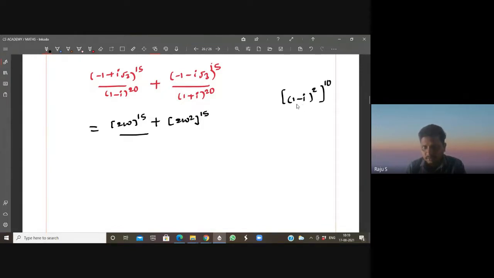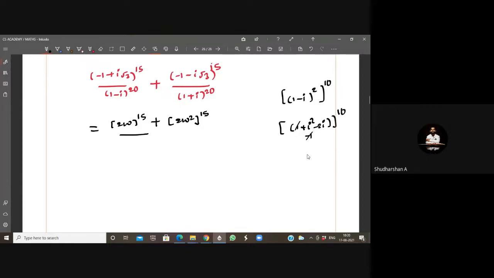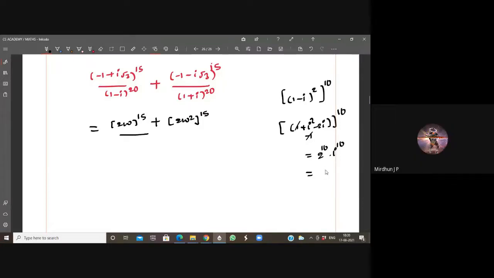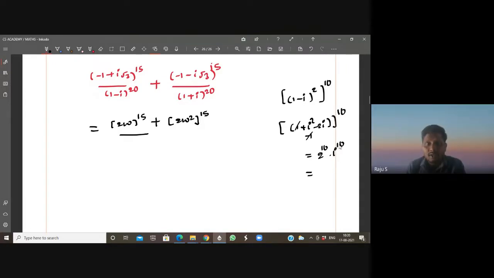So what is the value of 1 minus iota whole square? 1 plus iota square minus 2i, whole power 10. See here, iota square is minus 1. Minus 1 plus 1 cancel. Minus 2i whole power 10, that is 2 power 10 into i power 10. What about the i power 10 value? Is 10 a multiple of 4? No, so i power 8 and then i square we will get.